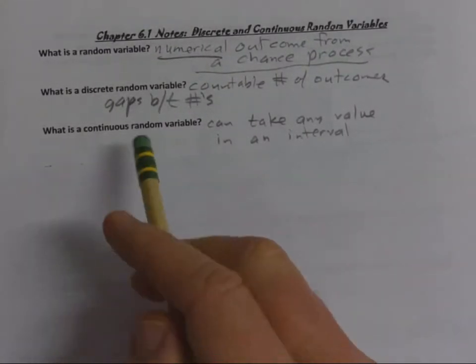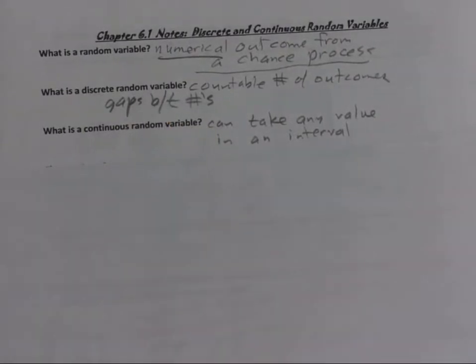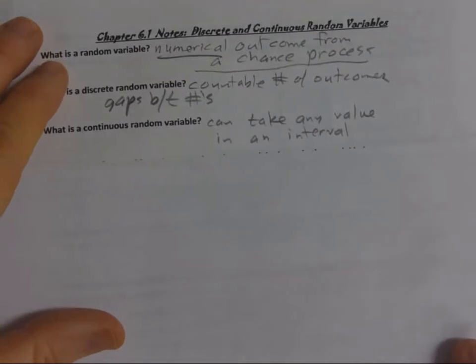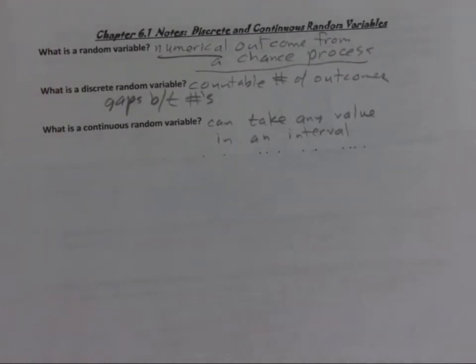But the key thing is there's gaps between the values. Most of the times it's integers, but it's not always. It can be something like shoe size. So it could be 8, 8.5, 9, 9.5. That sort of thing. A continuous random variable can take any value in an interval, so it can contain decimals.